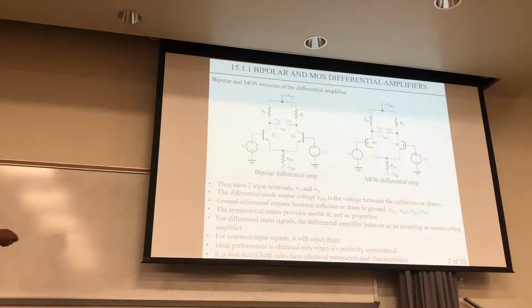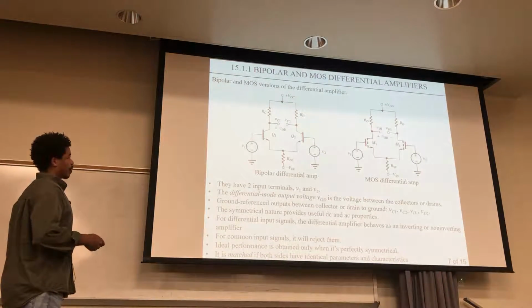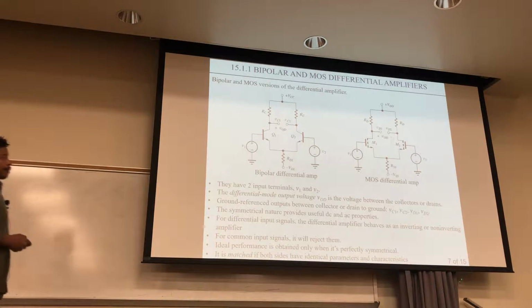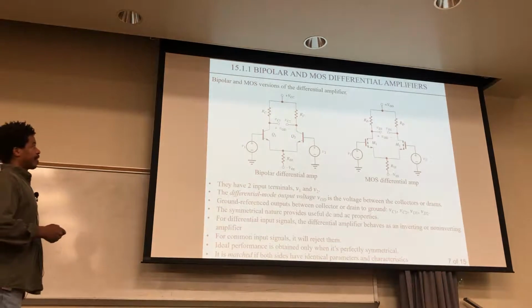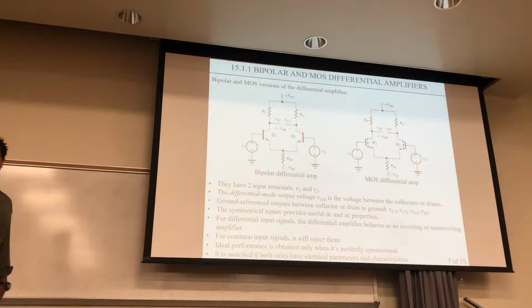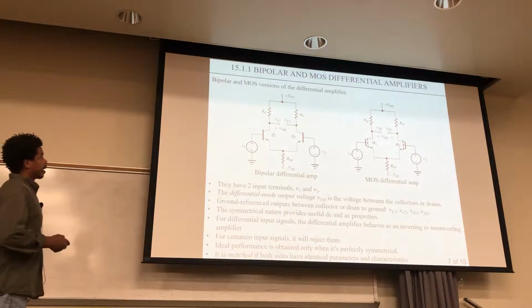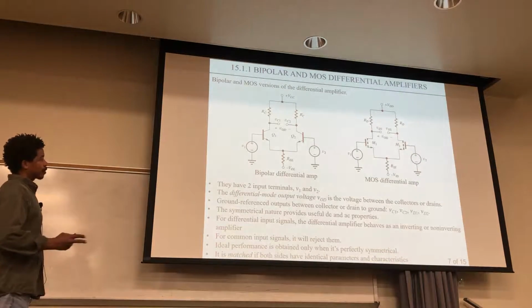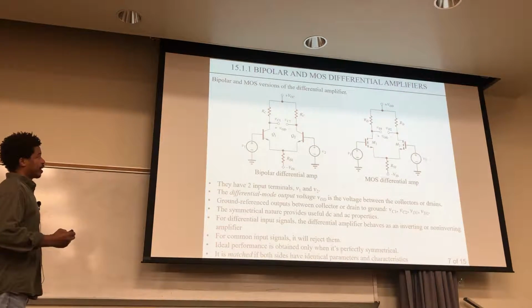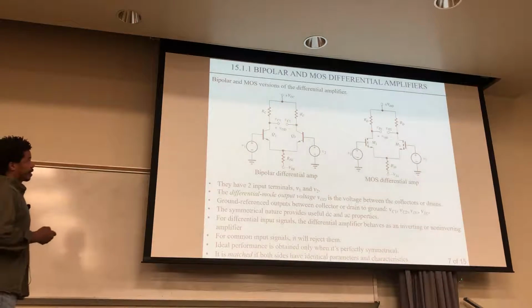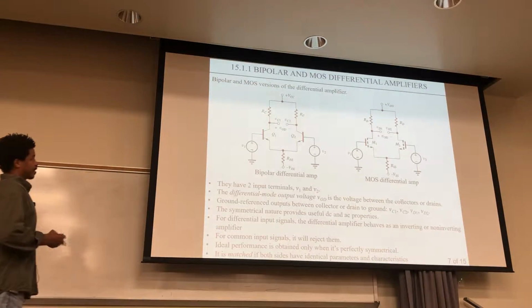Now the symmetrical nature of these things provides very useful DC and AC properties, and the book talks about that. People will try to get these as symmetric as possible. So typically you get the best results when you do your integrated circuit type of processing, because that's when you can really fine tune the performance, the parameters, and the characteristics of how things behave.